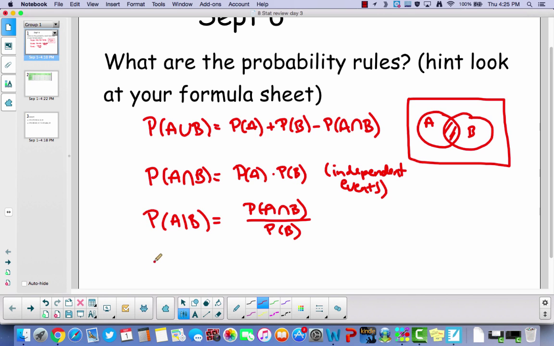And then remember we have this last one here. The probability of the complement of A, or not A, is 1 minus the probability of A, because remember that all probabilities add to 1. All right, so let's look at a couple examples.